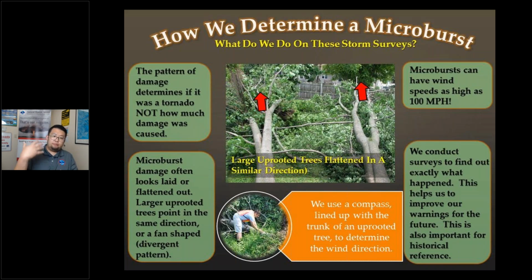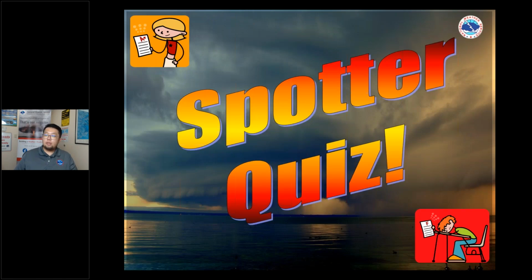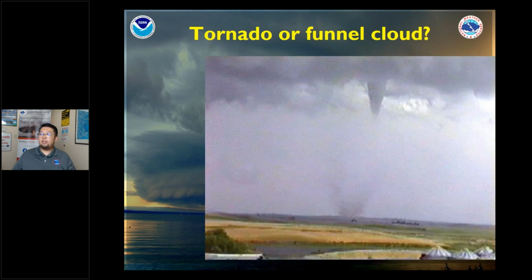If trees are flattened out, if shingles and all the debris are blown in the same direction, we know that that's going to be straight line wind. And again, those microbursts or straight line winds can be as high as 100 miles an hour. That's nothing to mess with. Absolutely not.